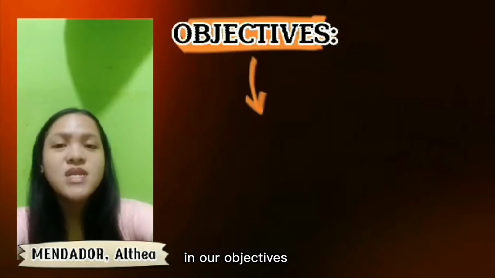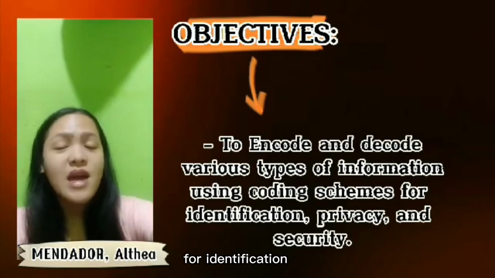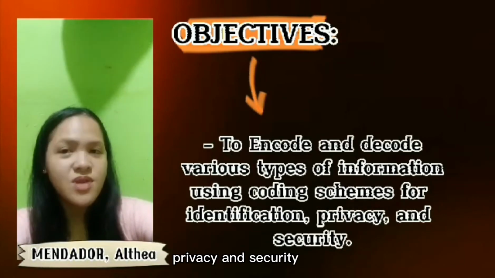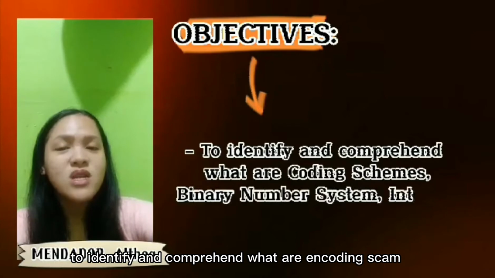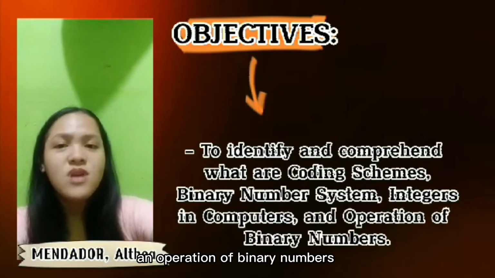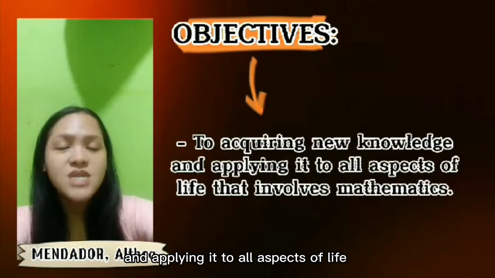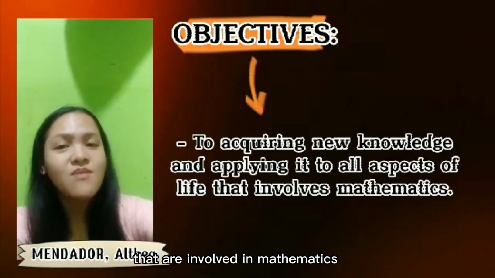In our objectives: to encode and decode various types of information using coding schemes for identification, privacy, and security; to identify and comprehend what are coding schemes, the binary number system, integers in computers, and operation of binary numbers; and to acquire new knowledge and apply it to all aspects of life that involve mathematics.